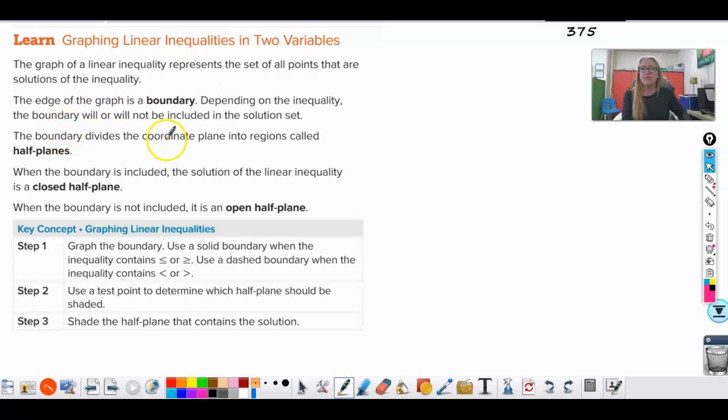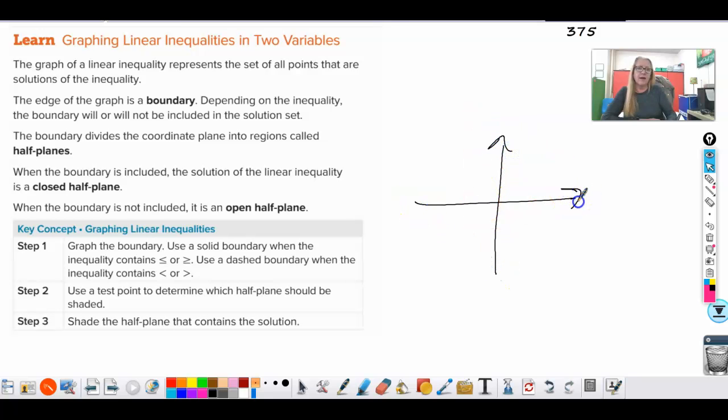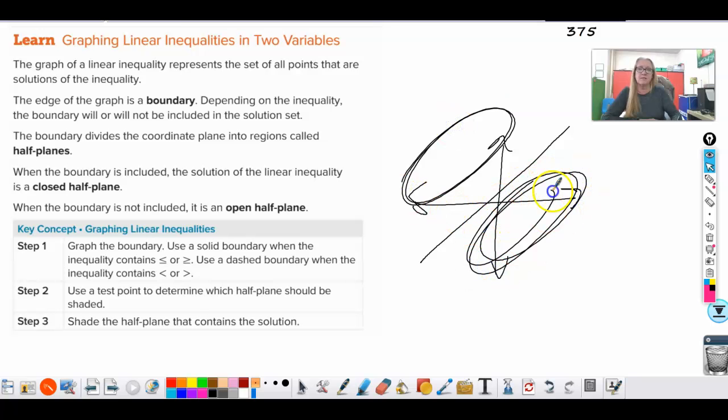All right. The boundary divides the coordinate plane into regions called half planes. If you take a coordinate plane, an XY grid, when we graph these, we graph the line, like say, here's my line. Then we divide the plane into two regions. This is a piece and this is a piece. They're called half planes.